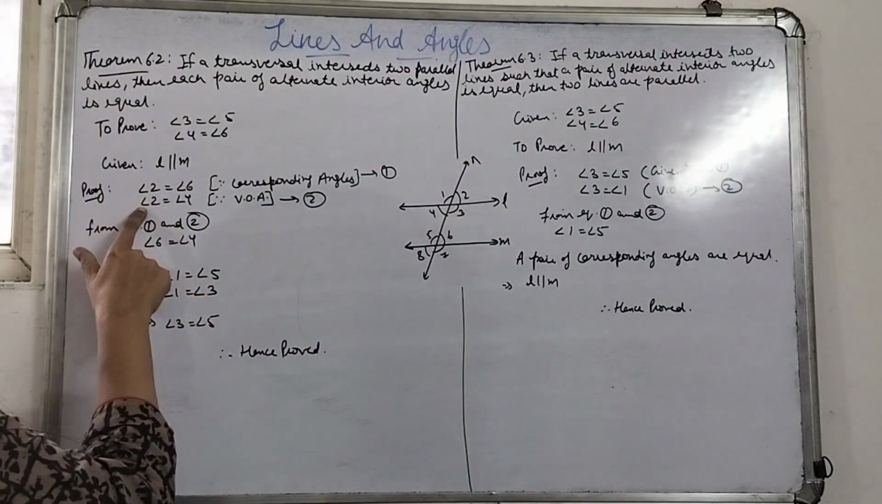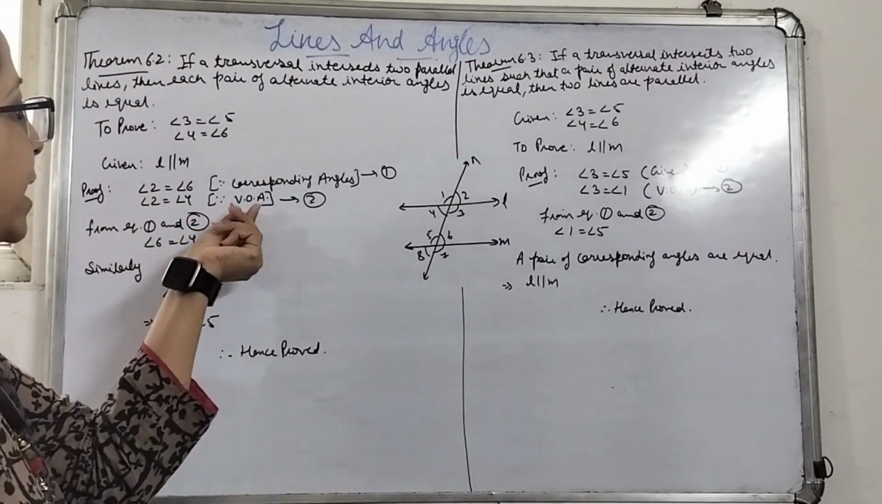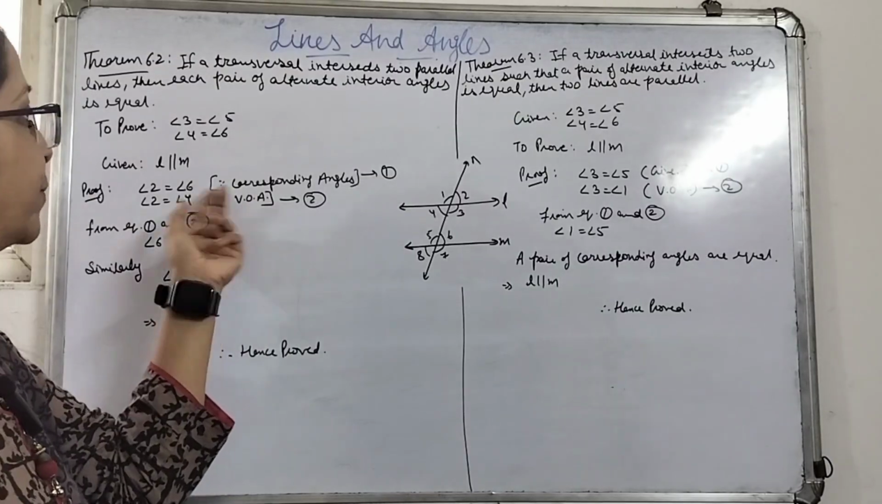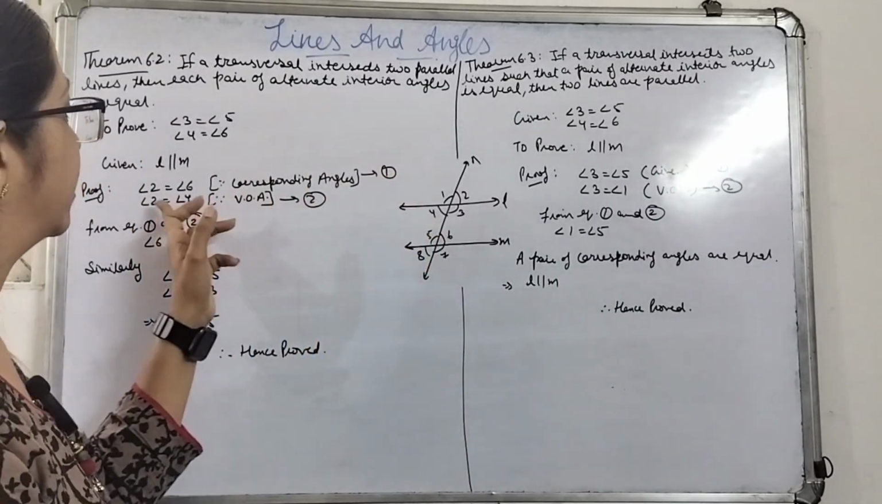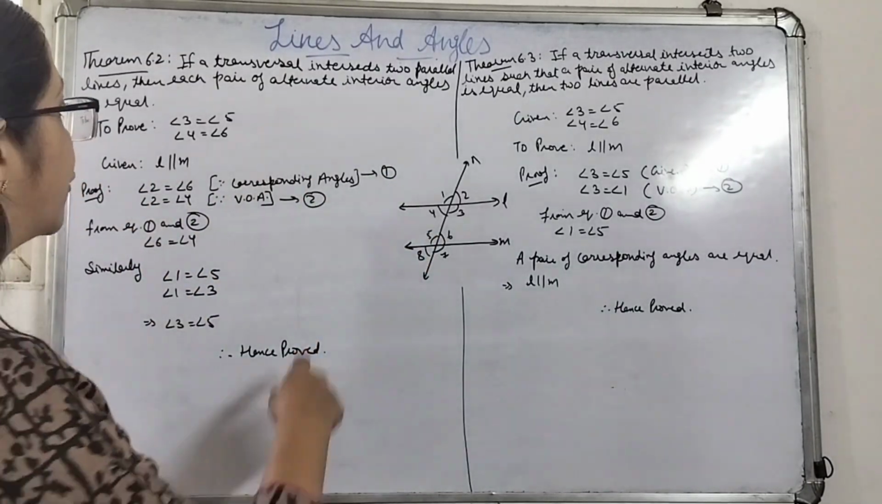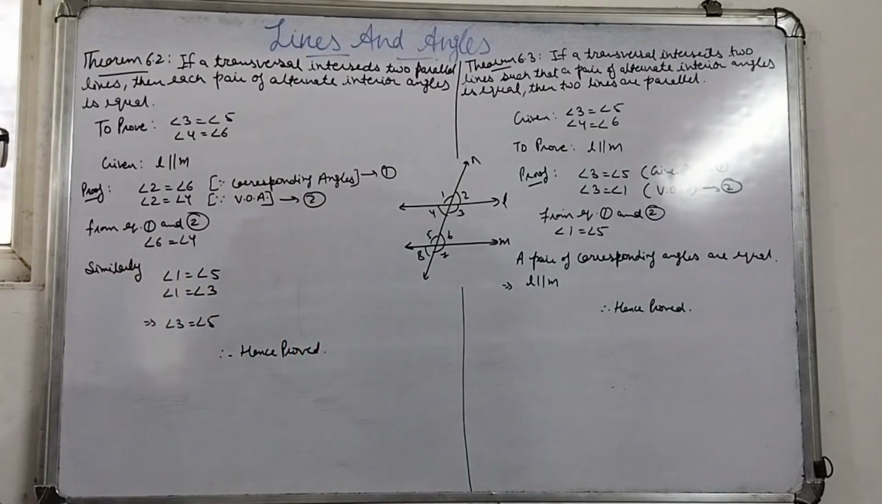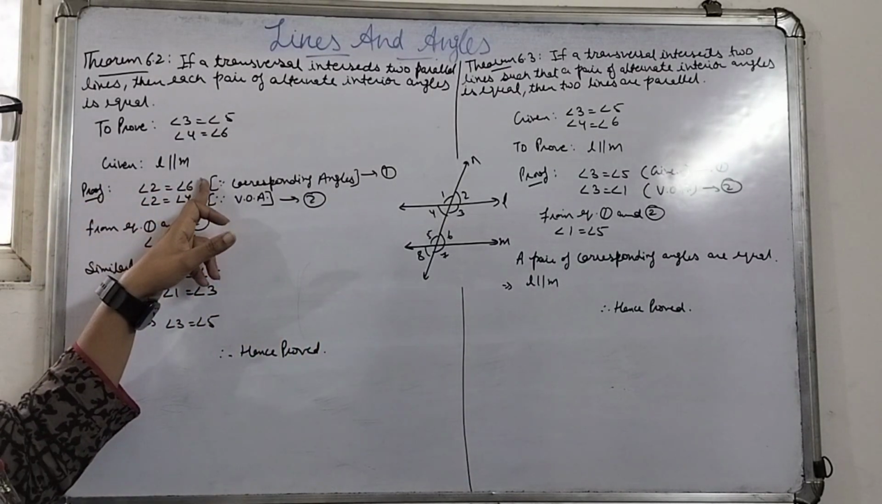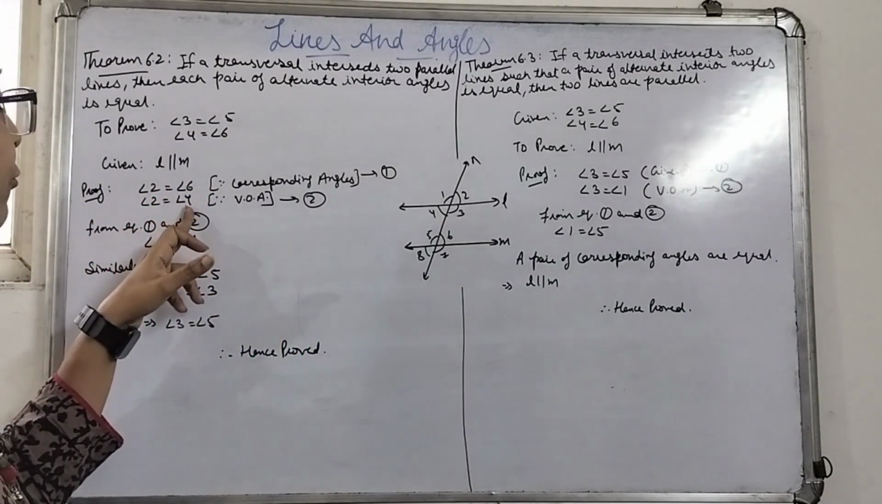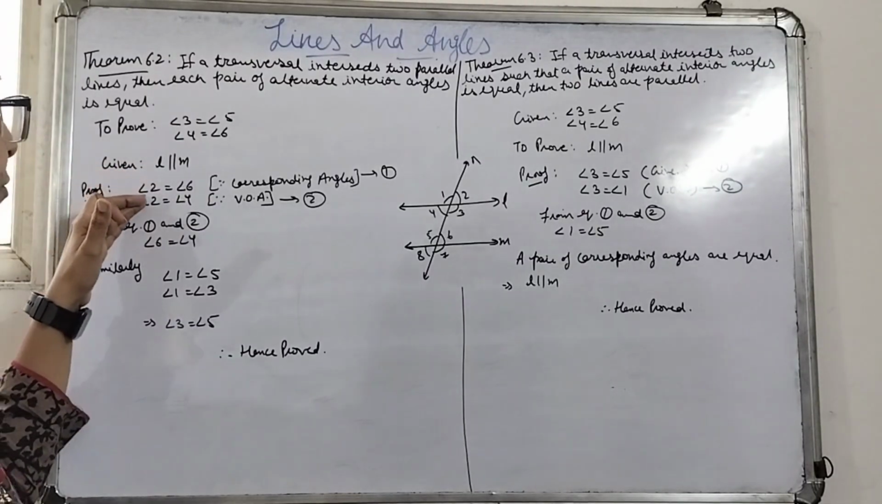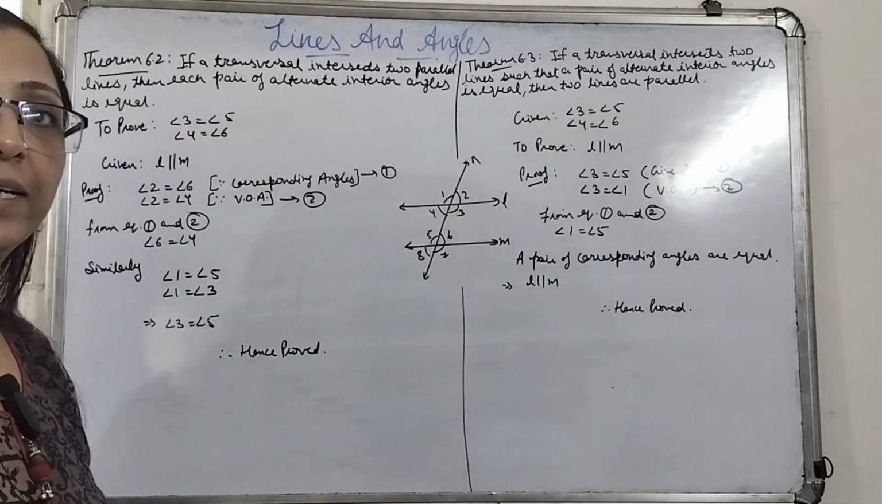So we have taken angle 2 equivalent to angle 4 as they are vertically opposite angles. Suppose this is your equation 1 and this is your equation number 2. From equations 1 and 2, we can see that angle 2 is equivalent to angle 6 and angle 2 is equivalent to angle 4. So we can equate both of them because both of their LHS parts are equal.